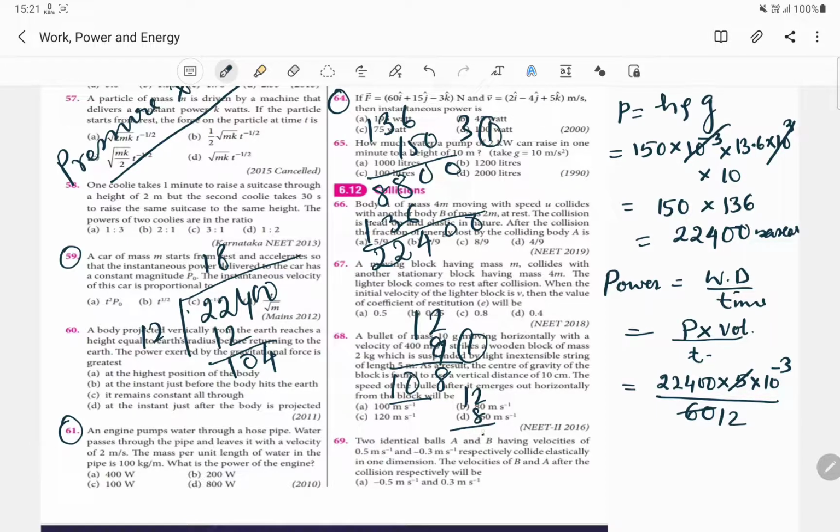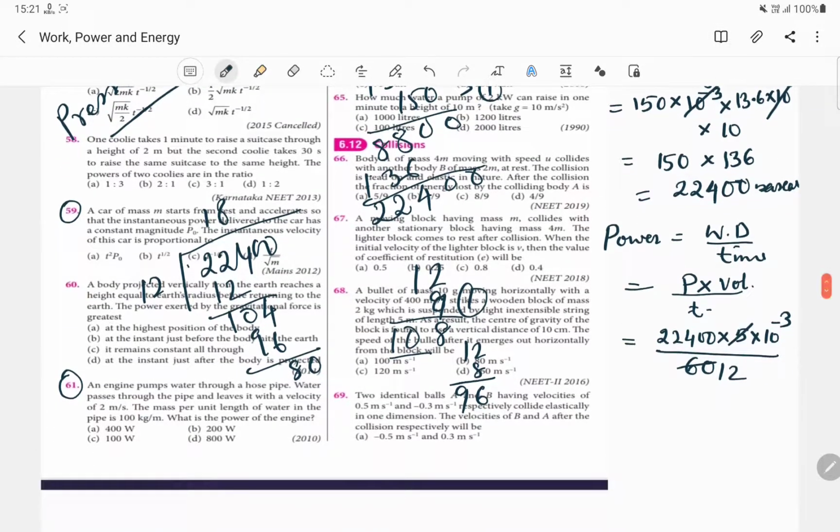It will be 696. Okay, 96. This will be 80. Next will be 12 7s are 84. This is 84. 12 6s are 72. And we will be having this will be 806. So we will be having 1866 × 10 to the power minus 3.